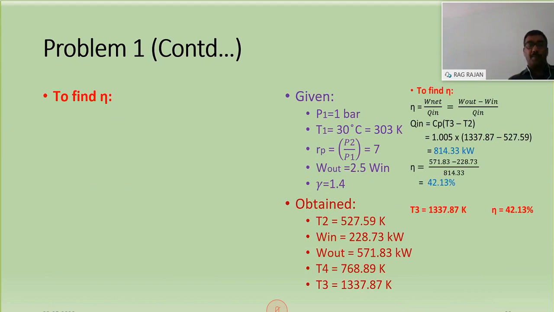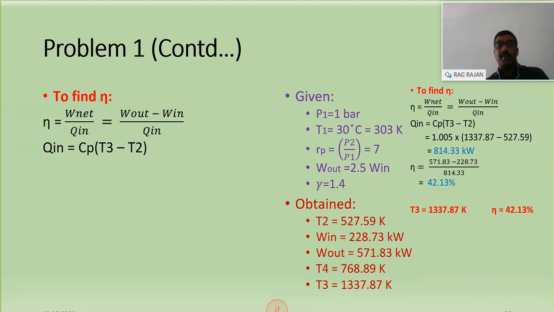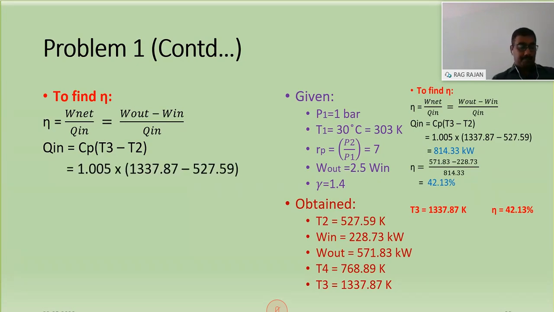So efficiency is equal to, simply, W net by Q in. So it is W out minus W in by Q in. Q in is Cp into T3 minus T2, that is the maximum temperature minus the exit temperature of the compressor. There you will get 1.005 into 1337.87. Okay, you will have the calculations. Finally, you will get this as 814.33 kilowatt.